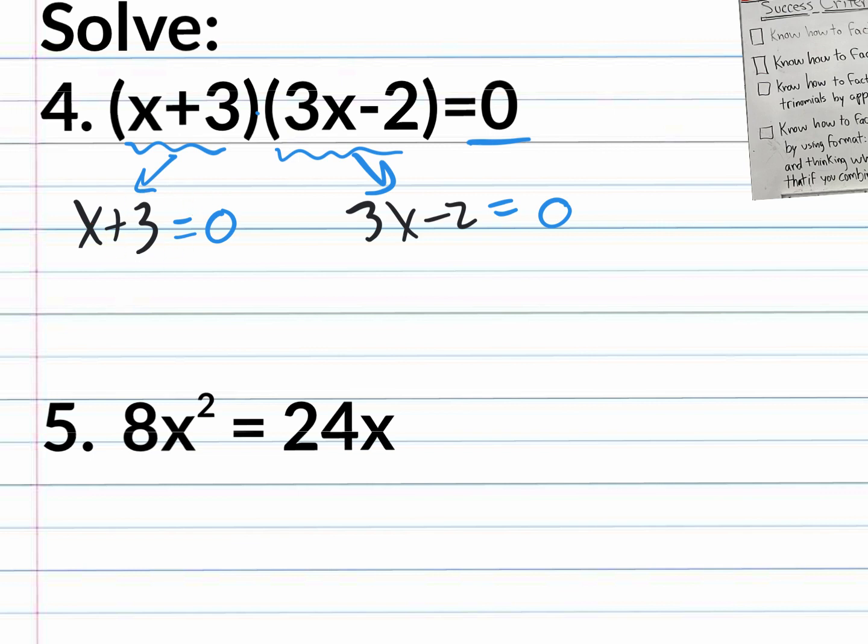What's the answer going to be right here when I subtract 3 on both sides? It's negative 3. X equals negative 3. I didn't show my work because it's so easy. This other one, I want to show some work.